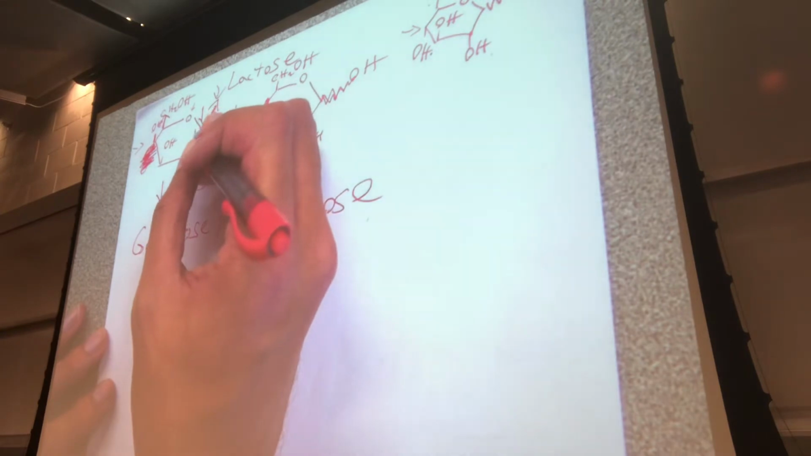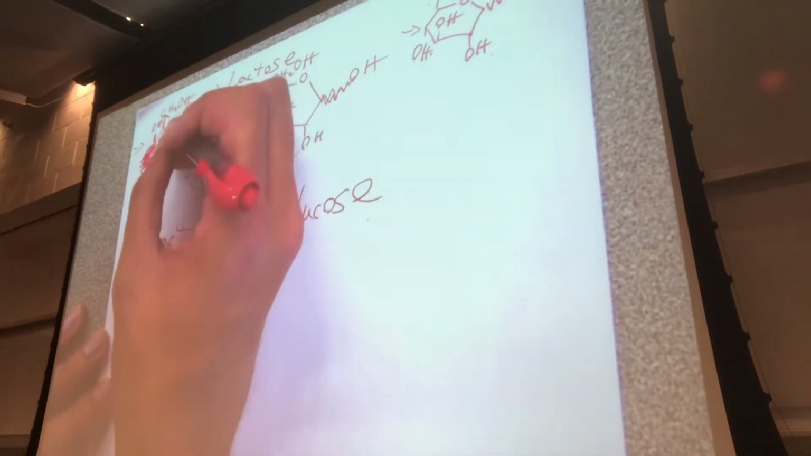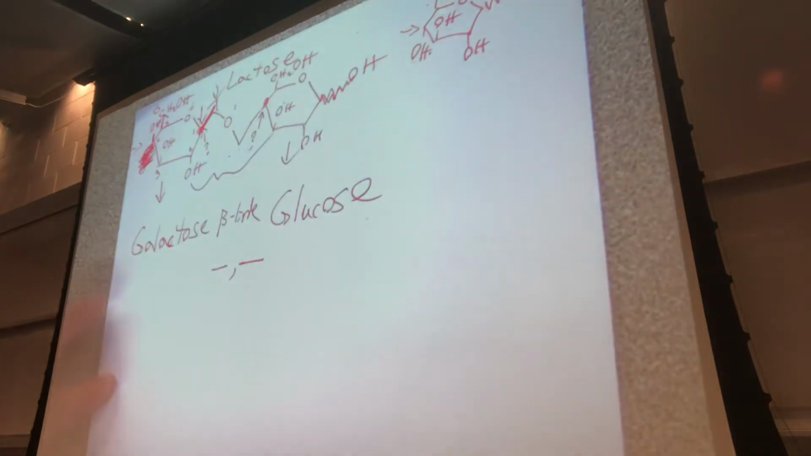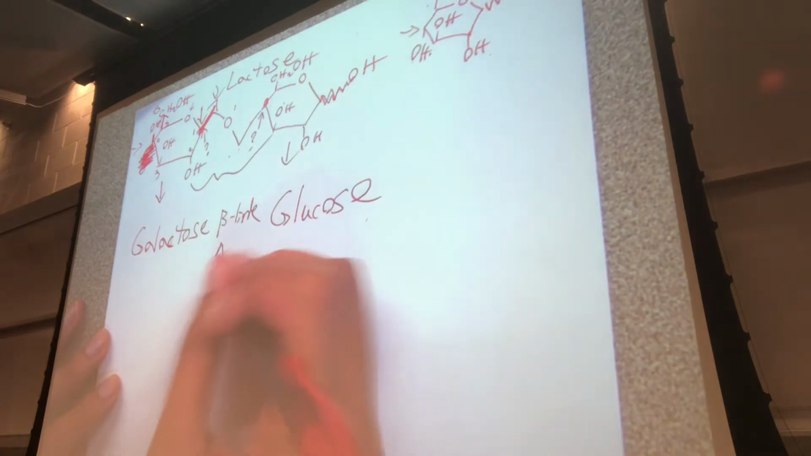If I call that one carbon 1, this one must be carbon 2, this one must be carbon 3, carbon 4, carbon 5, and carbon 6 is outside the ring. So galactose, the beta linkage starts at carbon number 1. Okay? Let's see what numbered carbon it is on glucose.